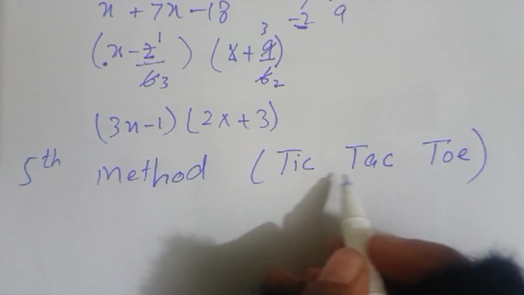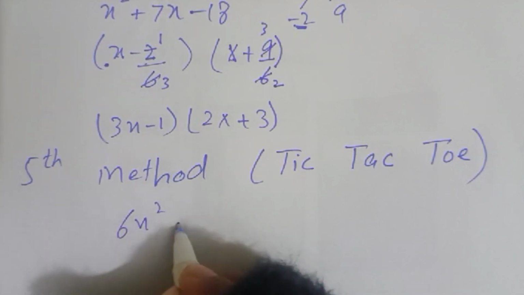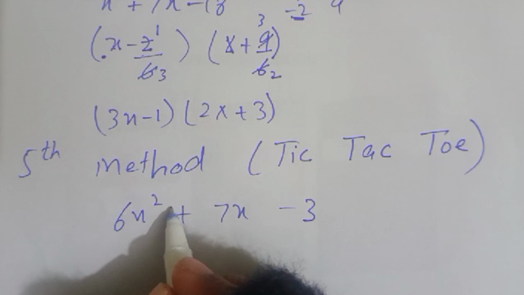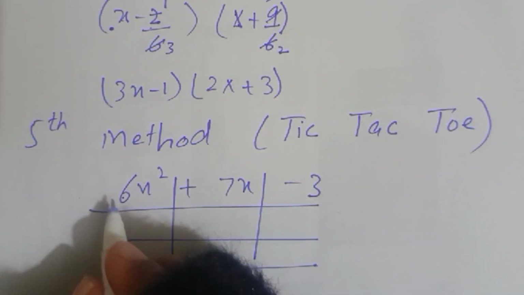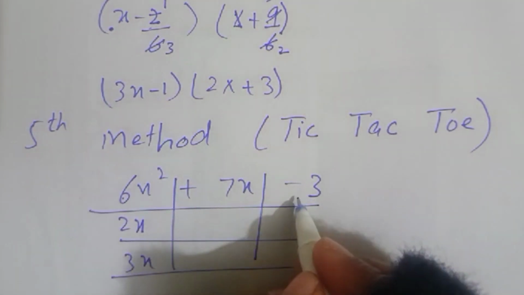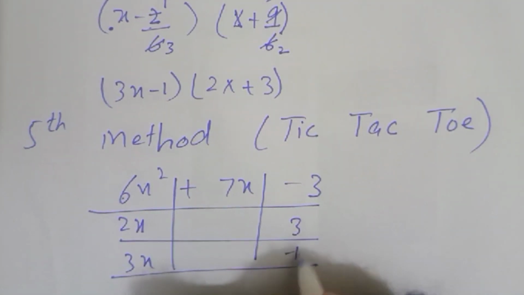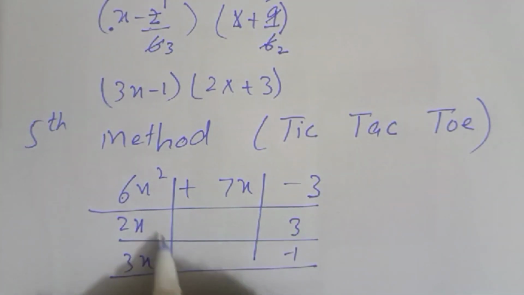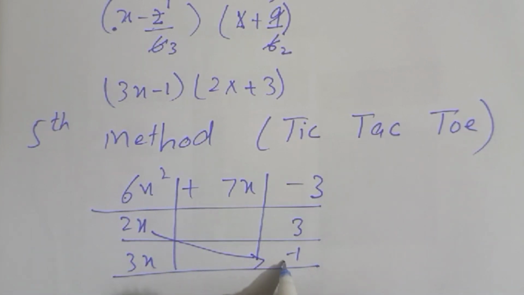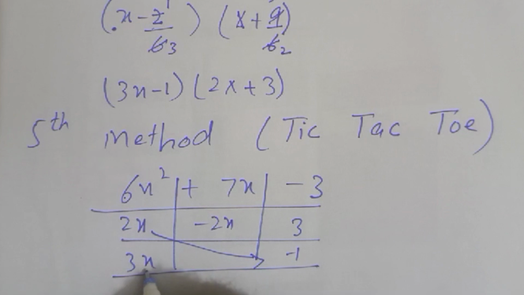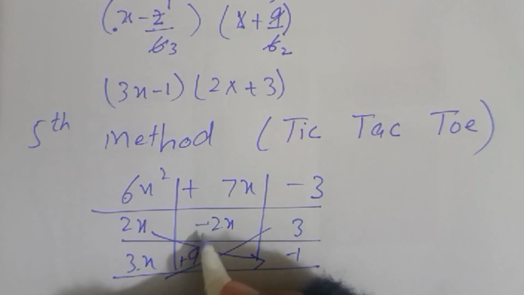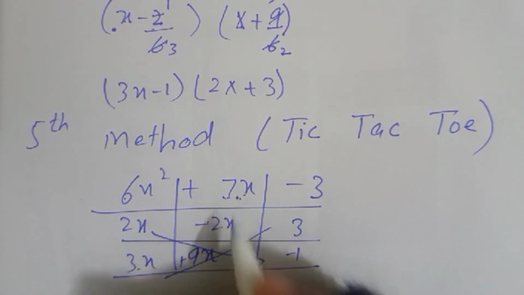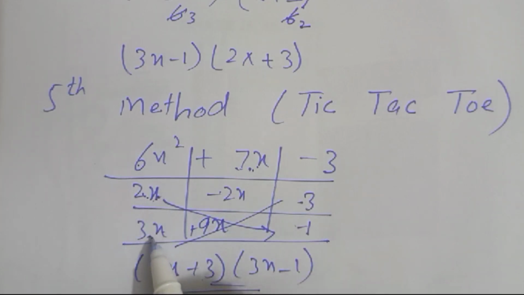And here is our last method, tic-tac-toe. Let's start. Our question is 6x squared plus 7x minus 3. We draw a box like this. Factorization of 6x squared is 2x and 3x, and factorization of minus 3 is 3 and minus 1. If we multiply 2x by minus 1 we get minus 2x, and if we multiply 3x by 3 we get 9x. Now this is plus 9 and this is minus 2, and if we add them we get plus 7, this value. So we write this as 2x plus 3 and 3x minus 1.